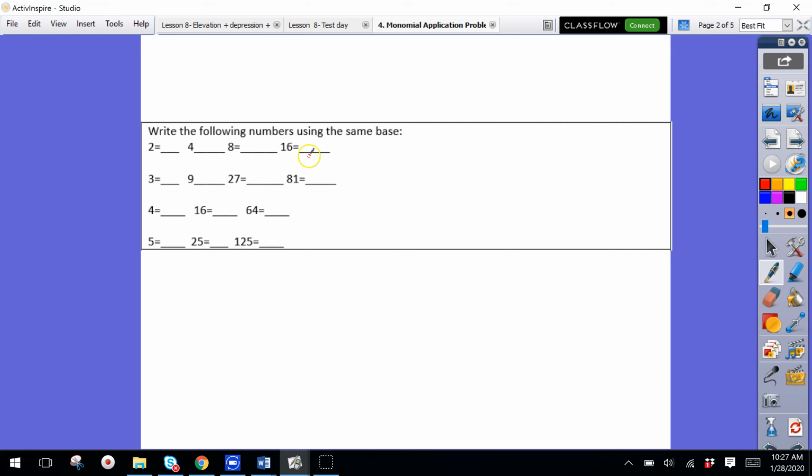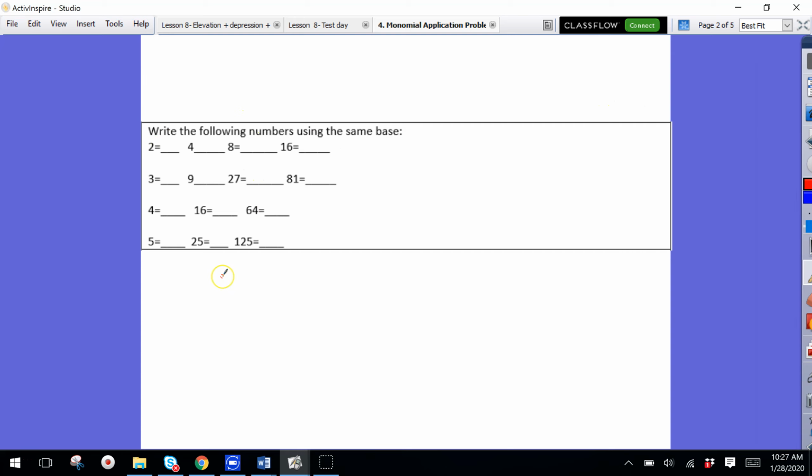For example, 2, 4, 8, and 16 can all be made into the same base of 2. So 2 is just 2 to the first. 4 is just 2 to the second. 8 is 2 to the third, because 2 times 2 times 2 is 8. And 16 is 2 to the fourth, because if you multiply 2 by itself 4 times, you get 16. Very similarly, 3 is just 3 to the first, 9 is 3 to the second, 27 is 3 to the third, and 81 is 3 to the fourth.